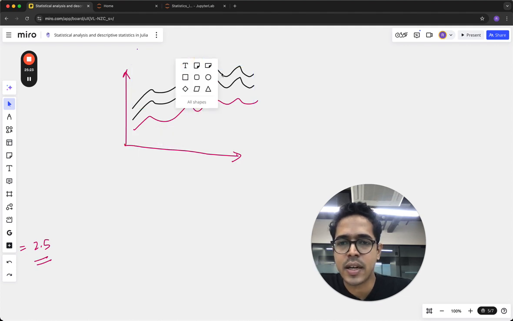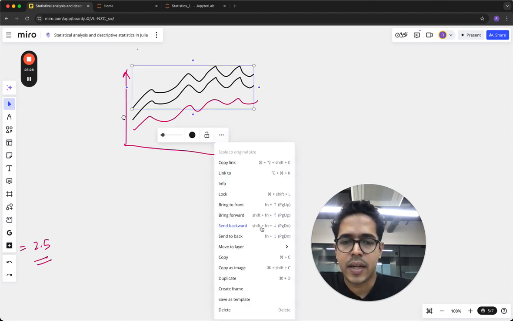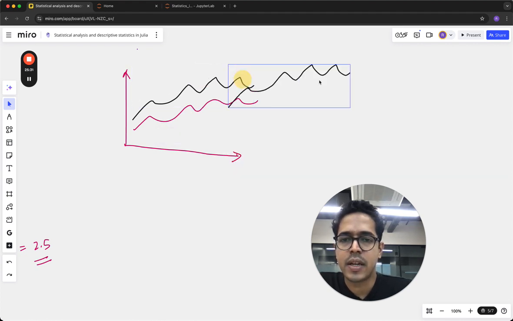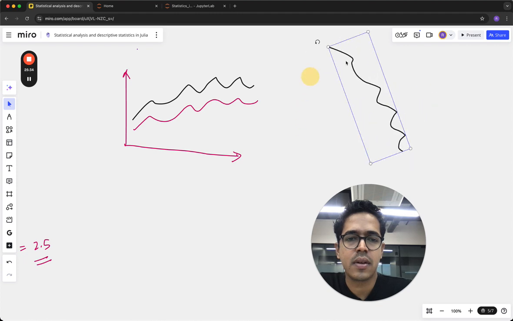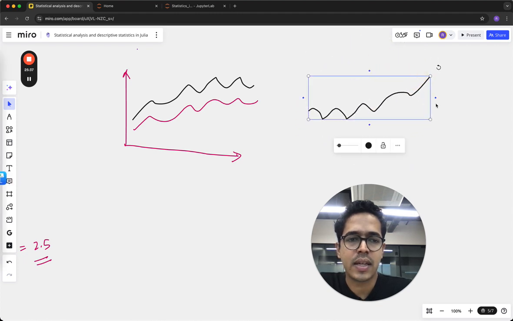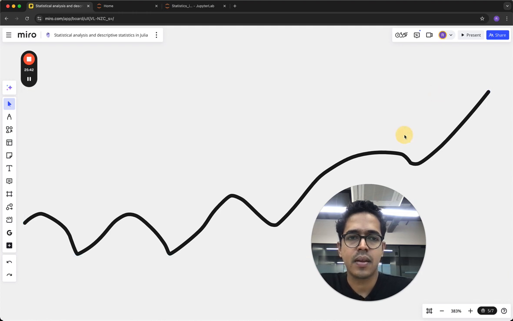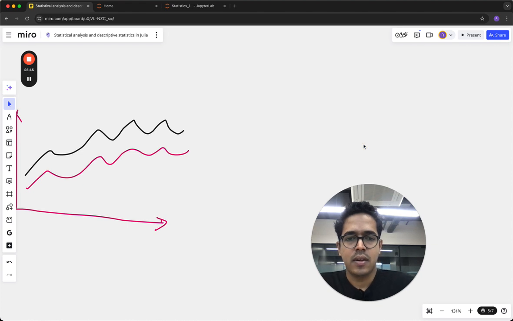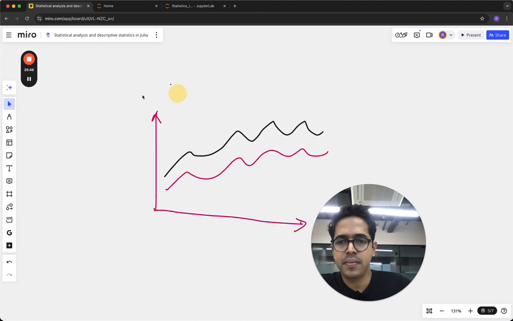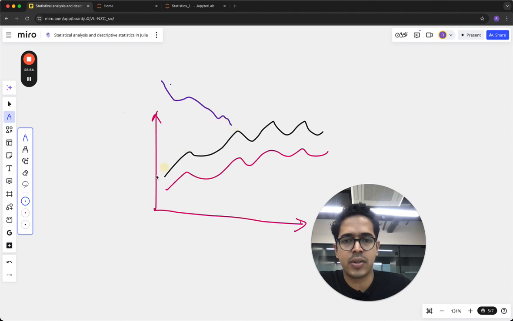Oh, sorry, let me just draw it. We can take a mirror image of this. Not exactly this, but we need to flip it. Something like this, for example. So here, whenever this is rising, this is decreasing. Whenever this is rising, this is decreasing. So these two have positive covariance, because when one is increasing, the other one is also increasing.